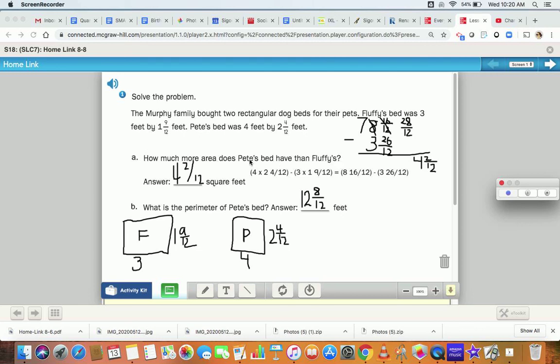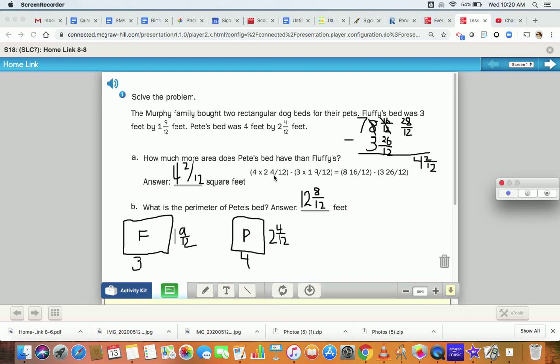Because of the way they worded the question, I know that Pete's bed is bigger than Fluffy's. So when I wrote my equation, I made sure that I put Pete's bed first. The area of Pete's bed would be 4 times 2 and 4/12. The area of Fluffy's bed would be 3 times 1 and 9/12. And then you have to subtract those to figure out how much more Pete's is than Fluffy's.